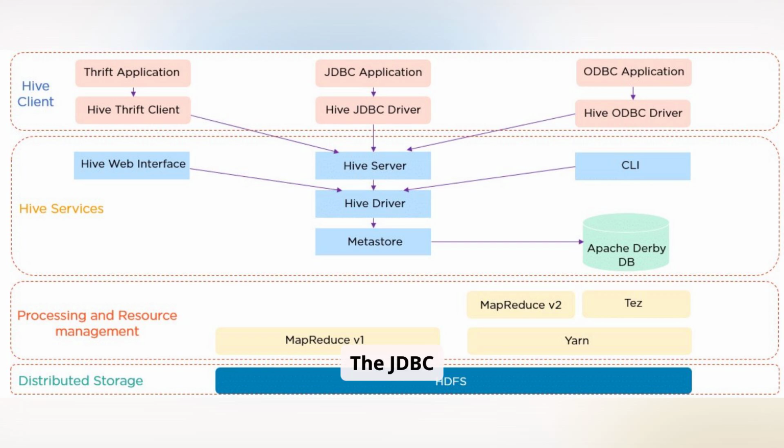The JDBC application is connected through the JDBC driver. Then we have an ODBC, Open Database Connectivity, application connected through the ODBC driver. All these client requests are submitted to the Hive server. In addition to the above, we also have the Hive Web Interface, or GUI, where programmers execute Hive queries. Commands are executed directly in the CLI.